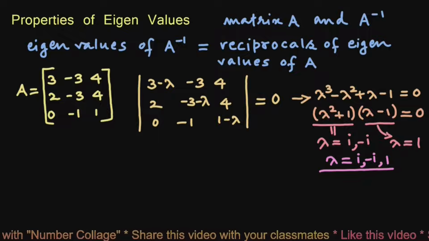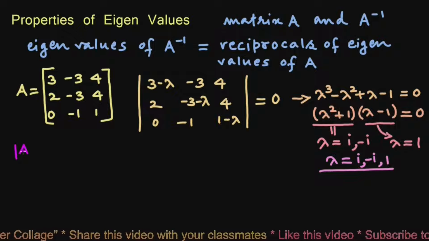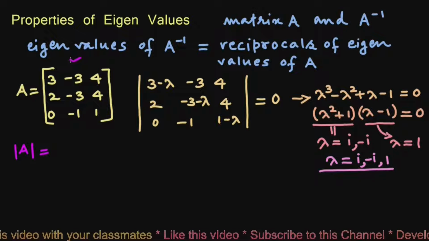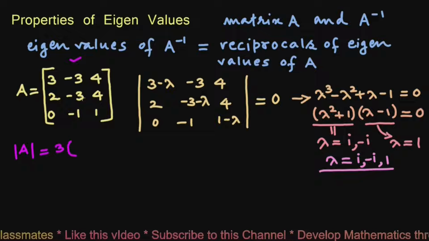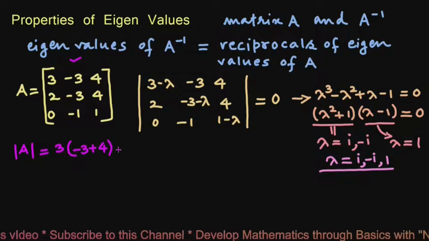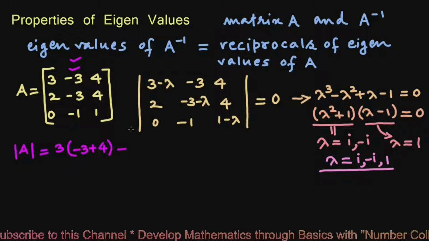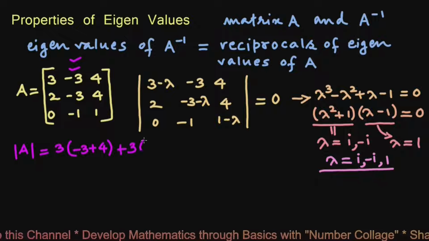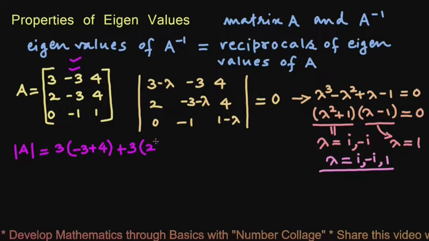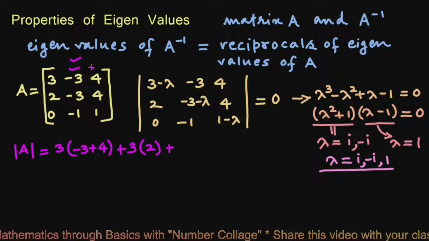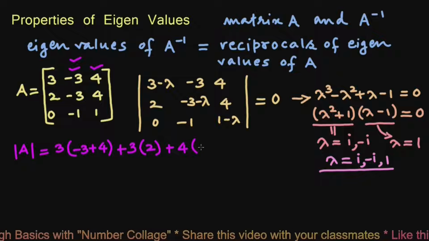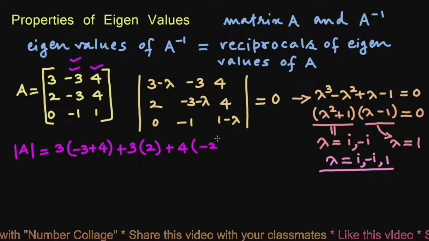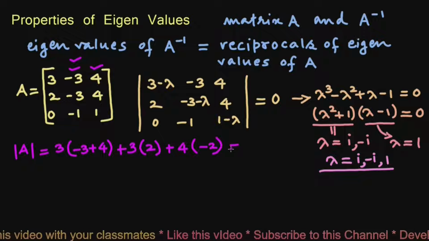Next, let us find out determinant of matrix A. That will be, from this matrix, 3 into minus 3 plus 4, minus of this minus 3, that will be plus 3 into 2 minus 0, that will be 2, plus this 4 multiplied by minus 2 minus 0, that will be minus 2. This will work out to be 1.